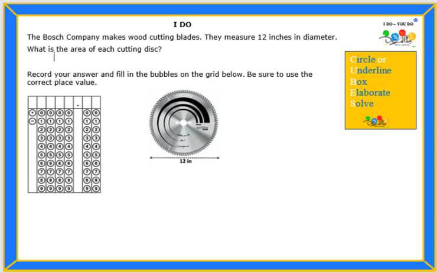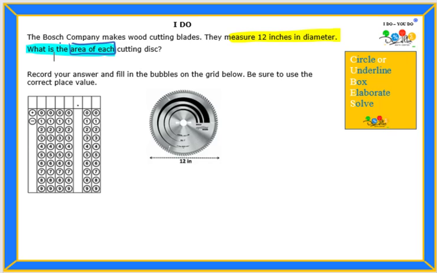The Bosch company makes wood cutting blades. They measure 12 inches in diameter. What is the area of each cutting disc? So we're looking for, in our question, what is the area of each cutting disc?